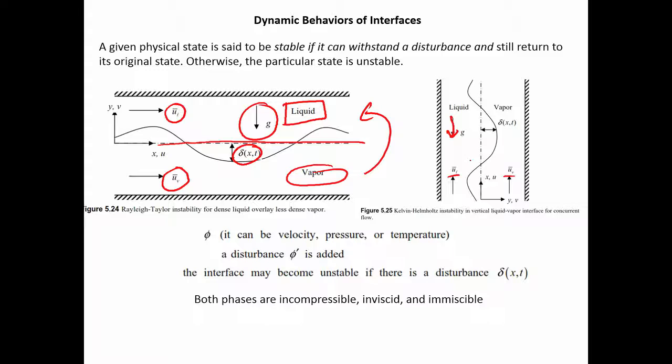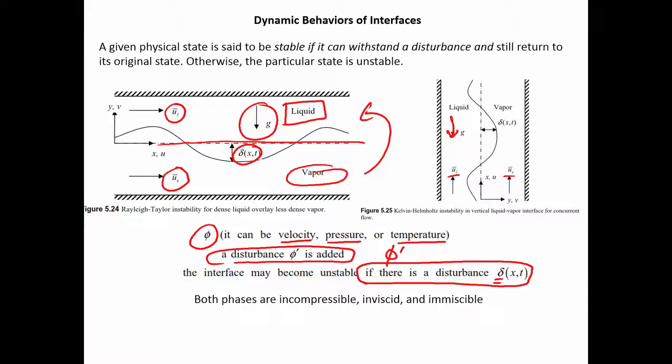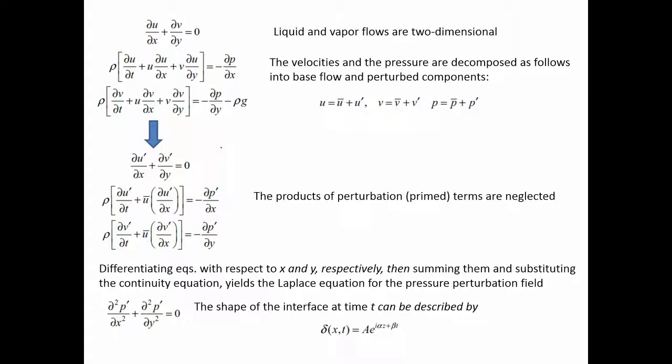Here the parameter we are interested in can be anything. This is phi; it can be velocity, pressure, temperature, or species. A disturbance of magnitude phi prime is added. That means when there is a velocity u, we add a perturbation u prime, and the interface gets disturbed by a magnitude delta. Both phases are assumed incompressible and inviscid, so that we get rid of all the viscous stress terms, and immiscible, meaning they do not mix, so there is no diffusion of one species into another. The liquid and vapor flows are also essentially two dimensional, which is another assumption.